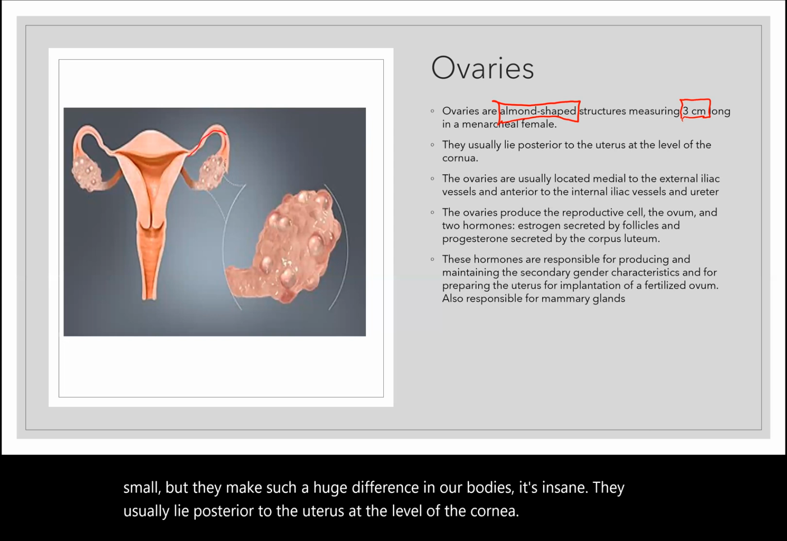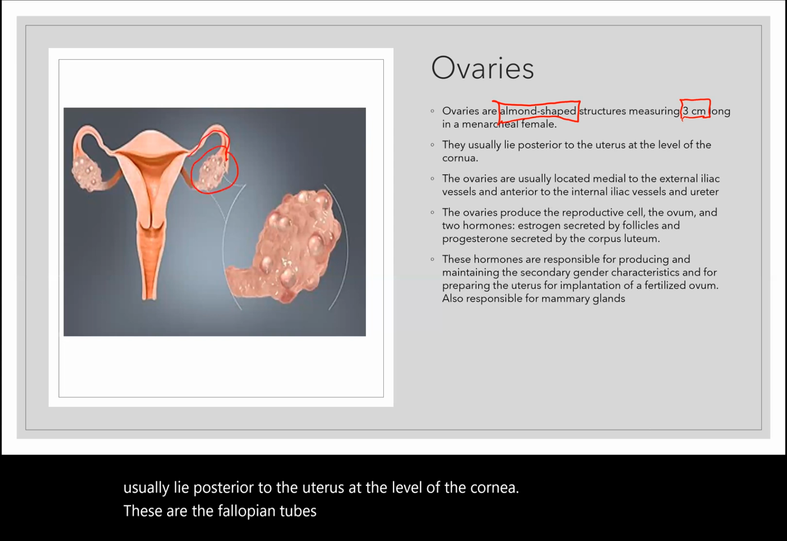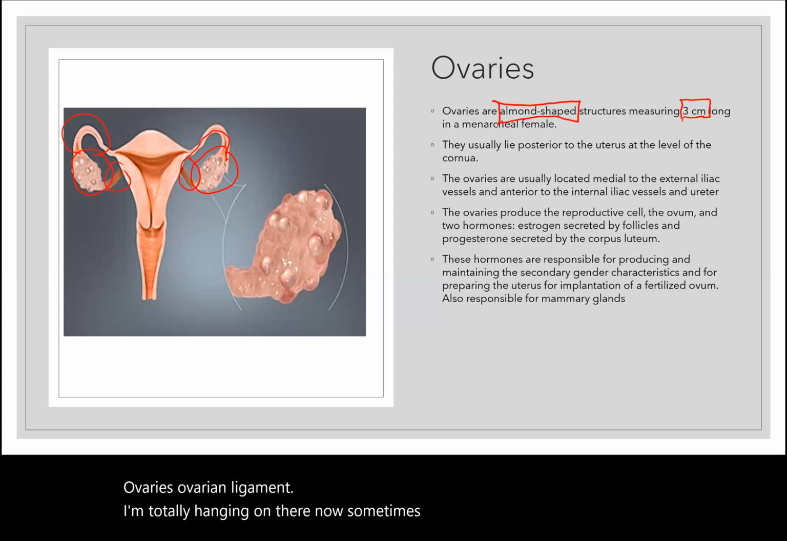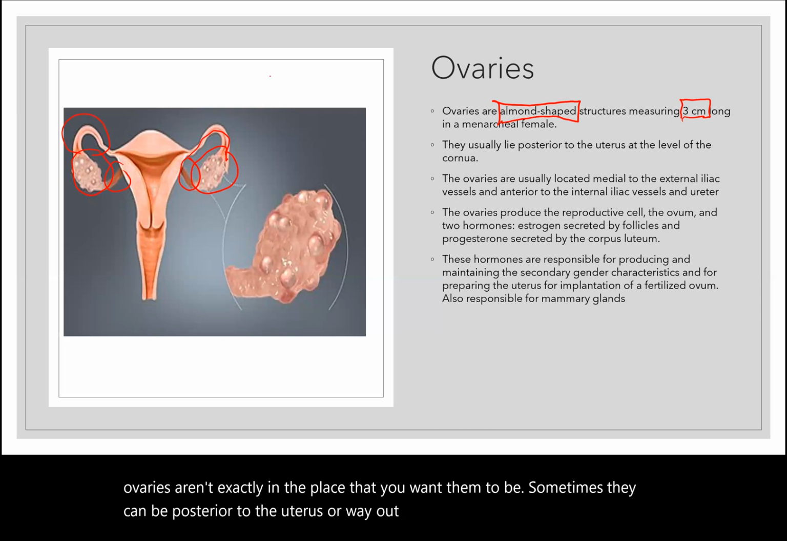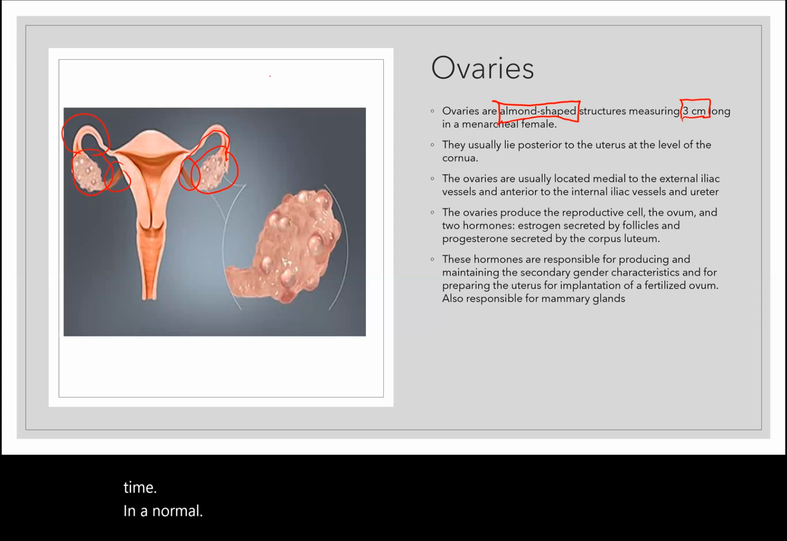These are the fallopian tubes, ovaries, ovarian ligament. That's how they hang it on there. Now, sometimes ovarian ligaments stretch and the ovaries aren't exactly in the place that you want them to be. Sometimes they can be posterior to the uterus or way out in the pelvic cavity, but most of the time in a normal patient, they're going to be pretty close to the sides.